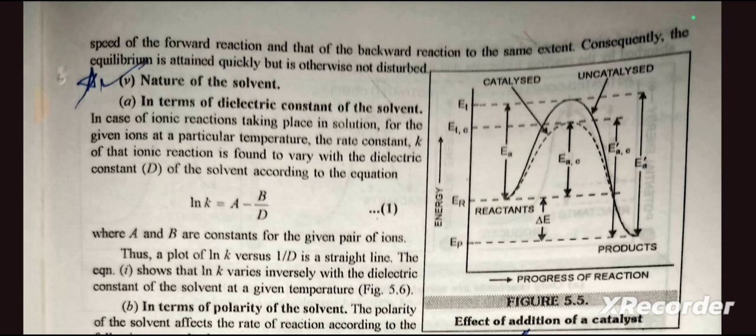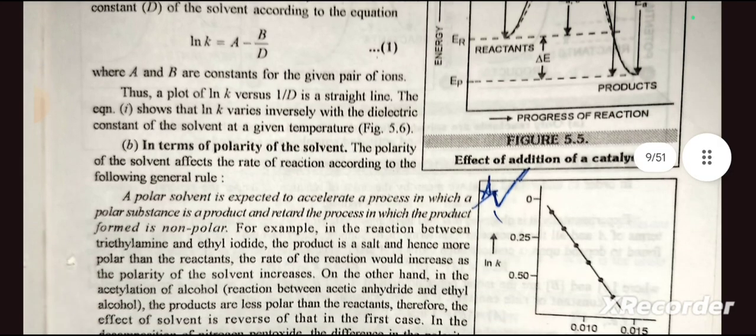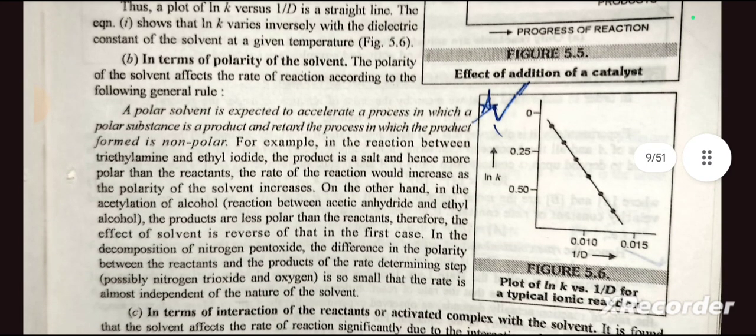Fifth, nature of the solvent. A. In terms of the dielectric constant of the solvent, in case of ionic reactions taking place in solution for the given ions at a particular temperature, the rate constant K of that ionic reaction is found to vary with the dielectric constant D of the solvent according to the equation ln K is equal to A minus B by D, where A and B are constants for given pairs of ions.